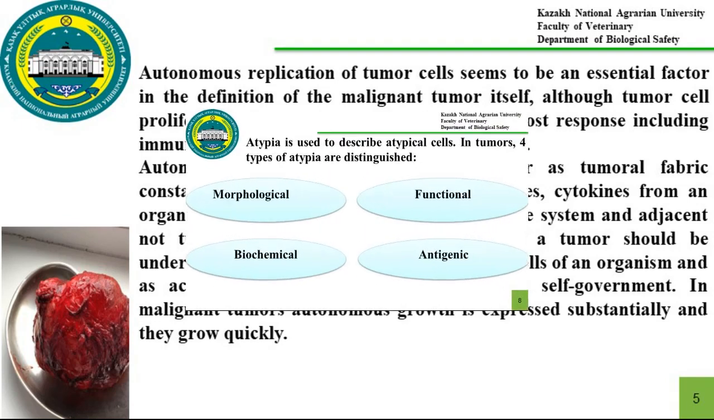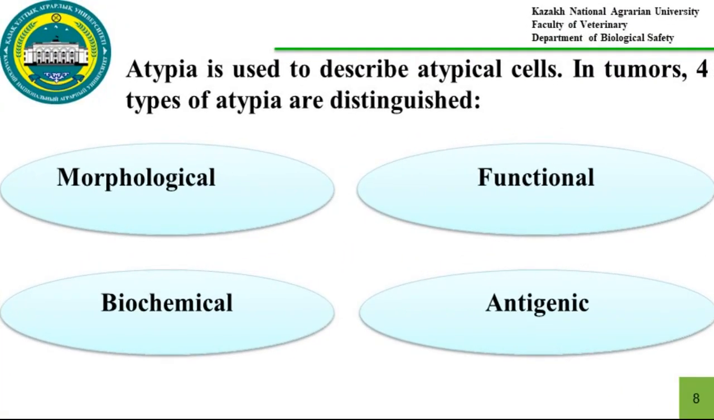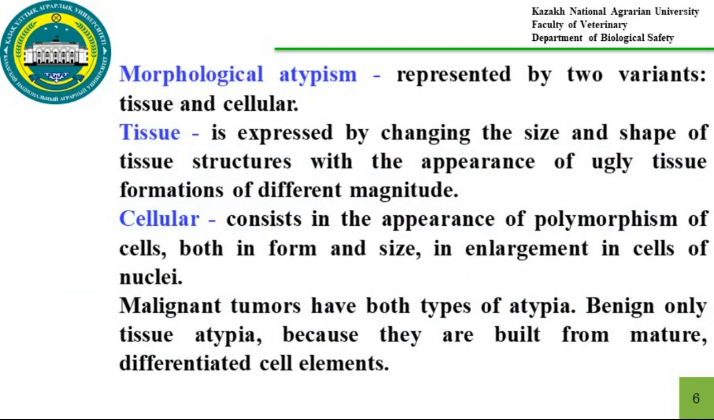Next. Atypia is used to describe atypical cells. In tumors, 4 types of atypia are distinguished: morphological, functional, biochemical, antigenic. Morphological atypia is represented by 2 variants, tissue and cellular.